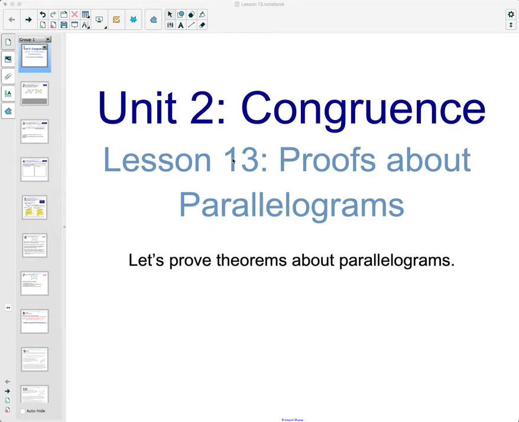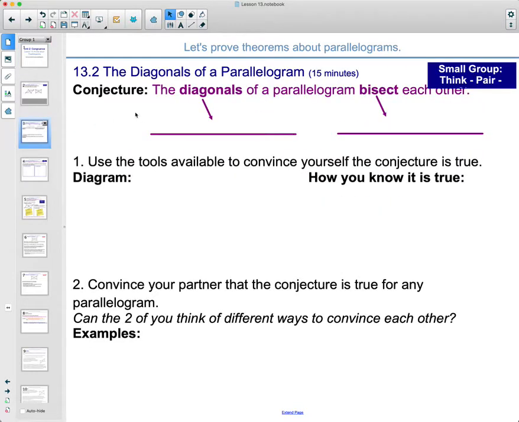In lesson 13, we're going to continue to talk about proofs within parallelograms. So let's take a look at this conjecture. And this conjecture says the diagonals, which connect opposite vertices. So if we had a parallelogram here, a diagonal would be like this. There's one diagonal, here's the other diagonal, it connects opposite corners.